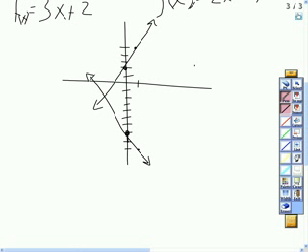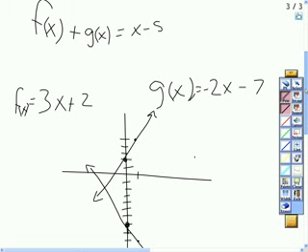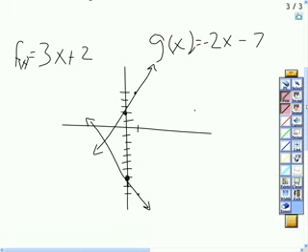Sweet. So when I add these two functions together, what am I really doing? I know I end up with x minus 5. X minus 5 looks like here and has a slope of this. That's what it says when I add them together. It's the new thing I got. But what does that have in relationship to the other two, graphically speaking?